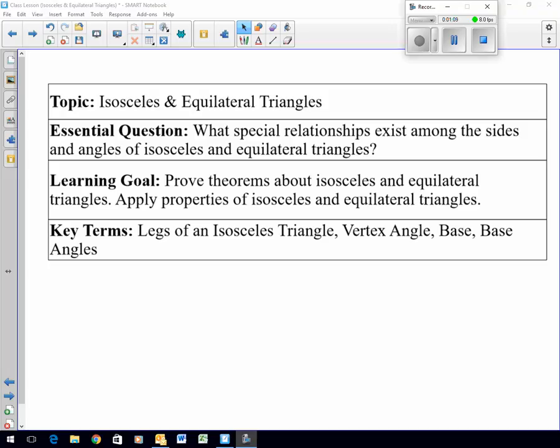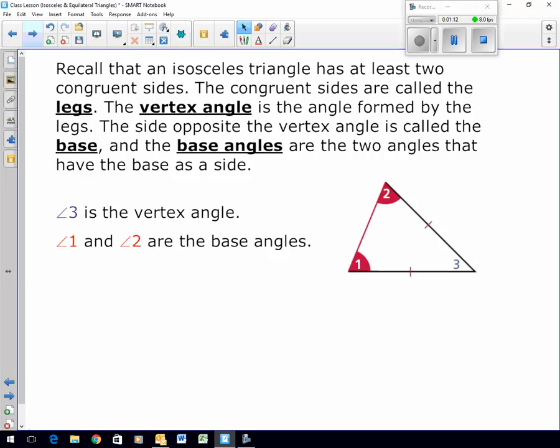All right, first thing up. Write all of that down. We talked about this in the warm up. I'll tell you what to write down. Just give me a second. Sides up here. An isosceles triangle has at least two congruent sides. So it can have more, but it has at least two congruent sides.